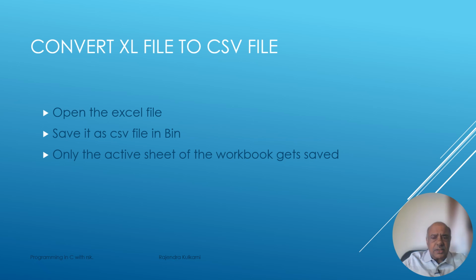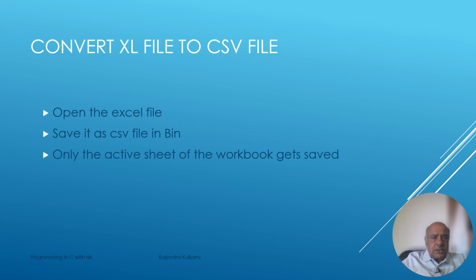A CSV file is a text file, and to convert an Excel file into a CSV file, we first open the Excel file, then save it as a CSV file in the bin. I have done it in the bin. You can save it anywhere on your laptop or PC, but the only thing to be noted is the full path of that file must be available and used while accessing the file in the C program.